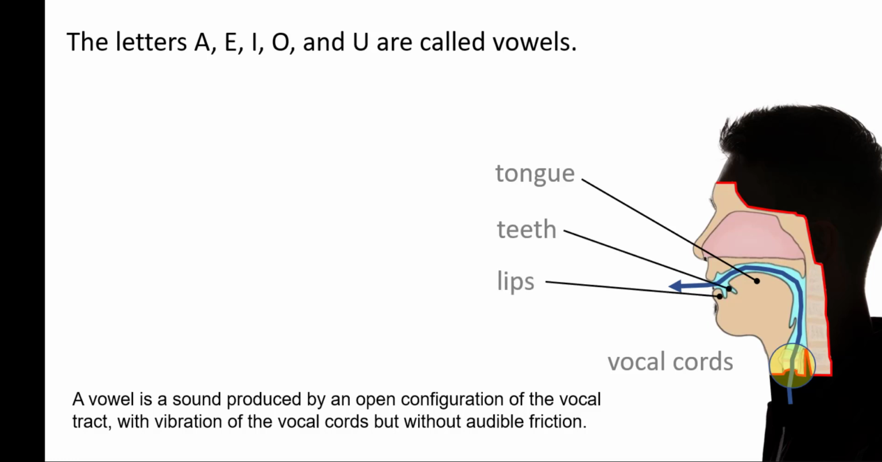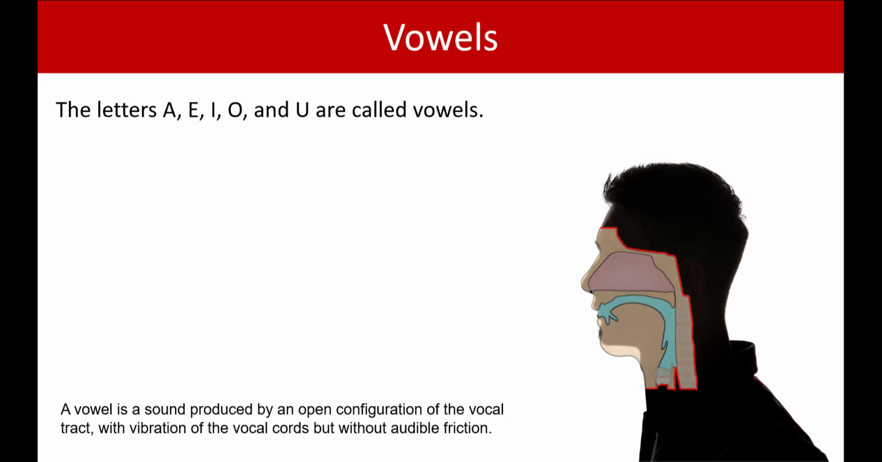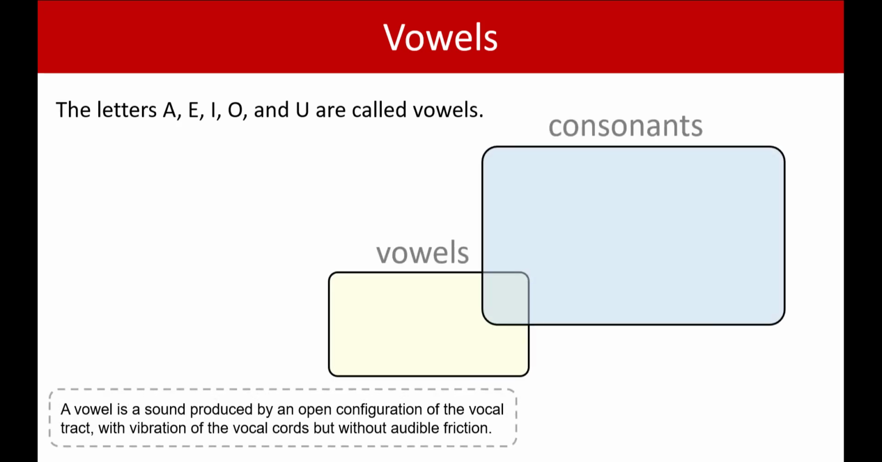Now, with a vowel, you don't have that friction. So a vowel is sound produced by an open configuration of the vocal tract, with vibration from those vocal cords, but with no real interference from the rest of the vocal tract. Okay, let's get rid of him. So why did we need to know this definition? Well, we needed to know this definition because this is not really the whole story.